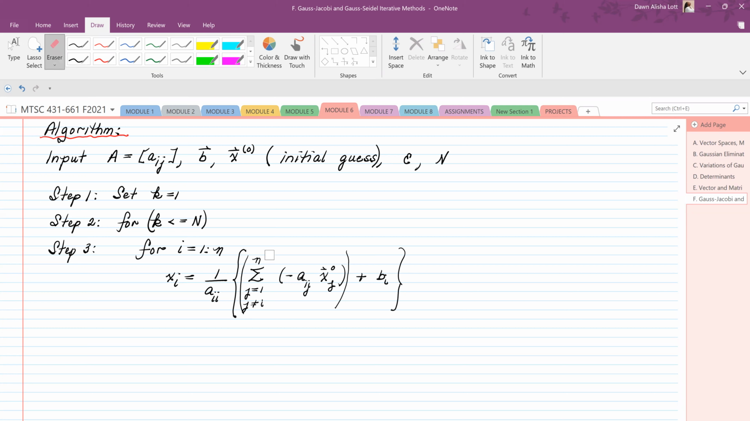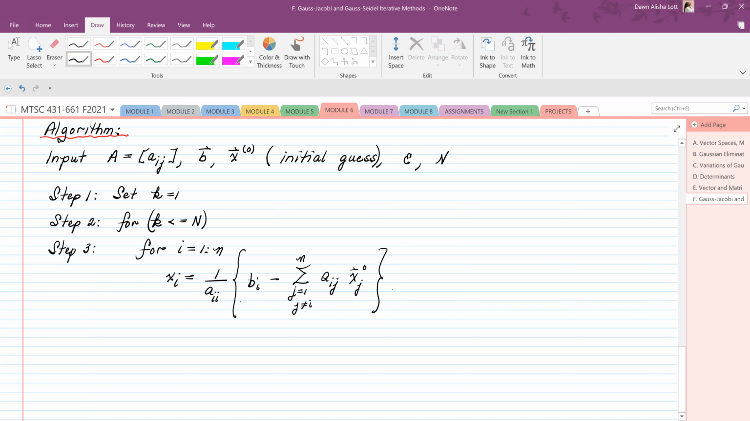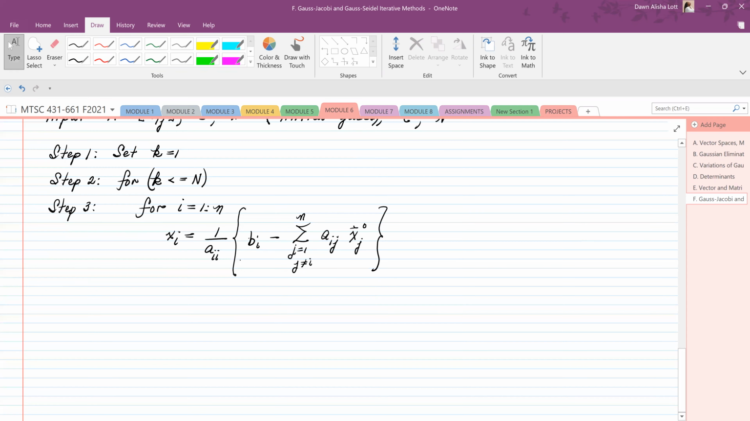Actually, that's stupid. I don't like the way they wrote it. I'm going to write it my way: b_i minus the sum, j equal to 1 to n, j not equal to i, of a_ij times x0 at j. Much better. I like that better. Goodness gracious, the way they wrote it was crazy.